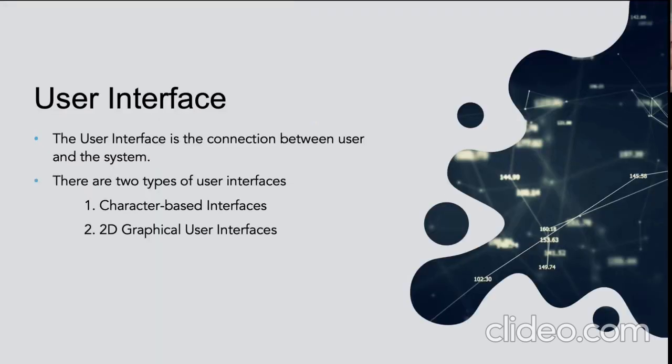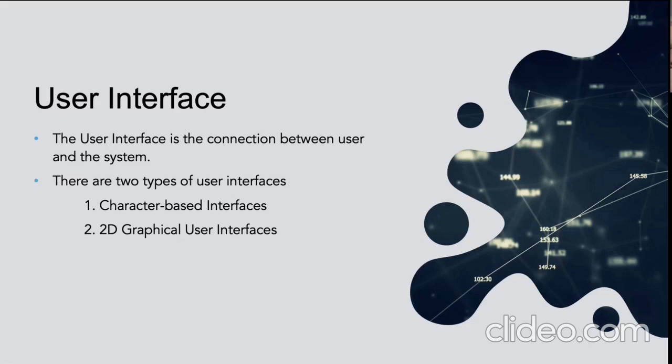Next, user interface. User interface is basically a point of connection between a user and a computer system. It includes all the elements that allow users to communicate with and control the computer. So the primary goal of the user interface is to enable effective communication between the user and the system. We have two types of user interfaces: one is character based interface and the other is graphical user interface.